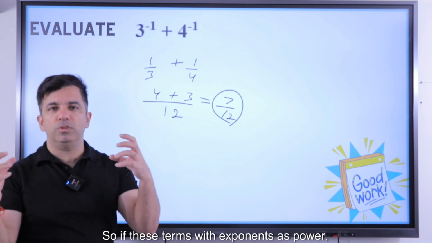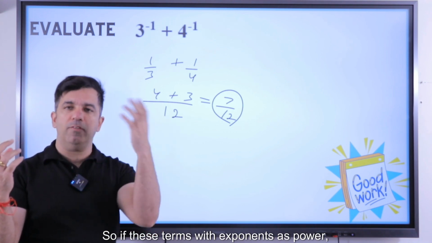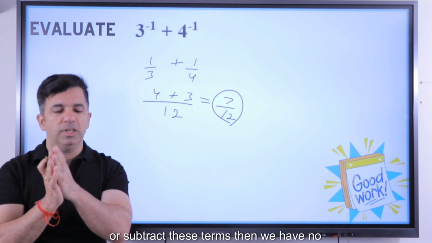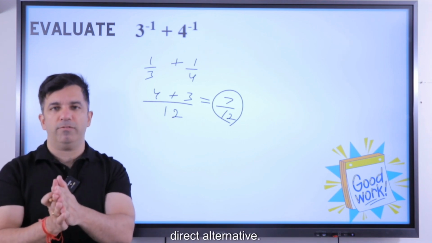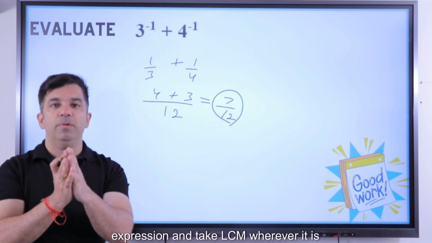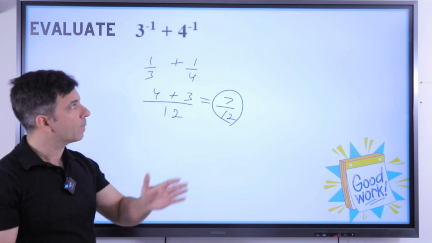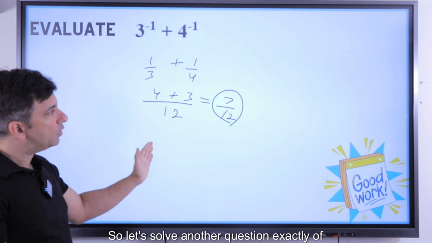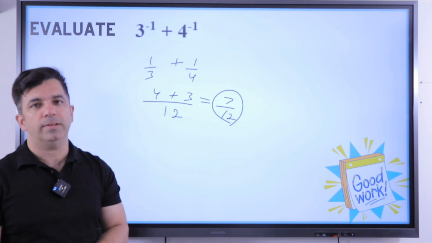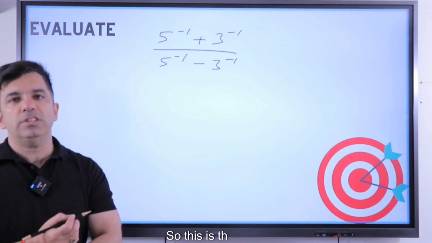So if these terms have exponents as powers, when we have to add or subtract these terms, then we have no direct alternative. So in that case, we have to simplify the expression and take LCM wherever it is needed. So now this is the term. So let's solve another question exactly of this category. Solve this one.